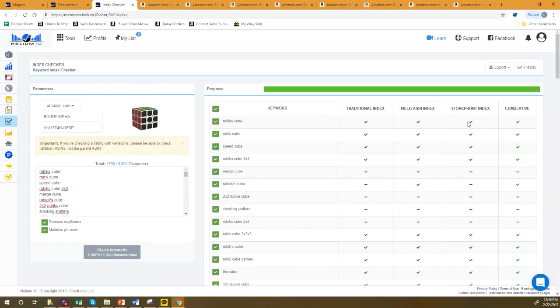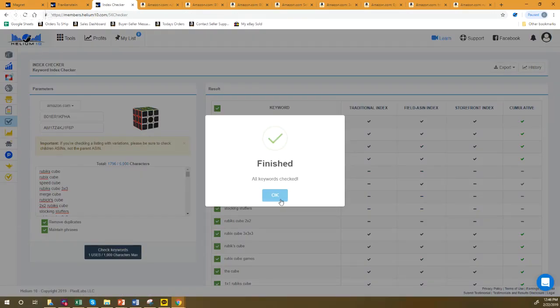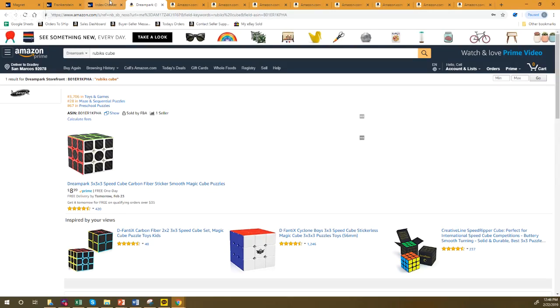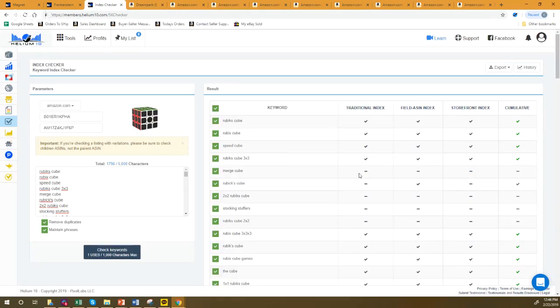And last, it is a storefront check. You go right here to storefront. And again, I am searching, and 1 result came up. That is why this is a yes. So if you see a dash, that means you are not indexed. So for me, like maybe this is my product and I did my keyword research and I noticed merge cube is not in my listing. So I am going to go figure out, I need to put that in my listing because I am not indexed for it. All right.